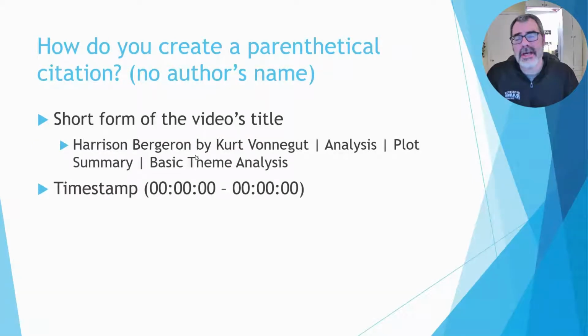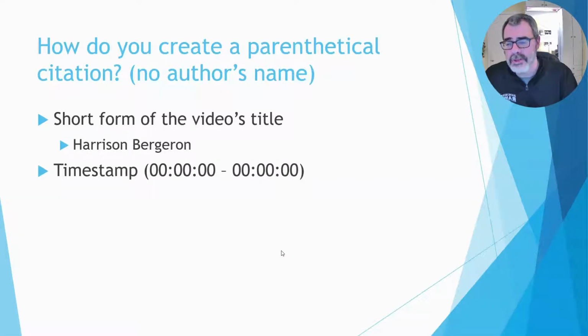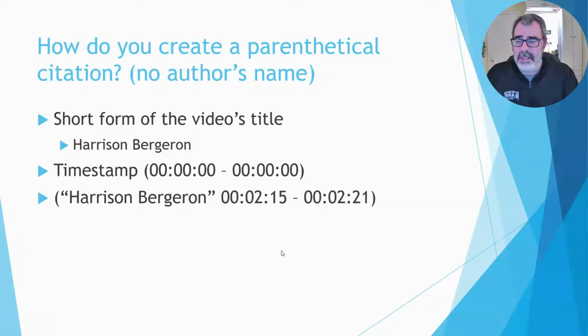So here's the entire title of the Harrison Bergeron video that we're citing here. This is way too long to put in this parentheses here. So we need to abbreviate this. I'm going to recommend we abbreviate down just to Harrison Bergeron. So what we do, we delete everything else. We just leave Harrison Bergeron. And then rather than having Foltz with the timestamp, what we're going to have is Harrison Bergeron with the timestamp.